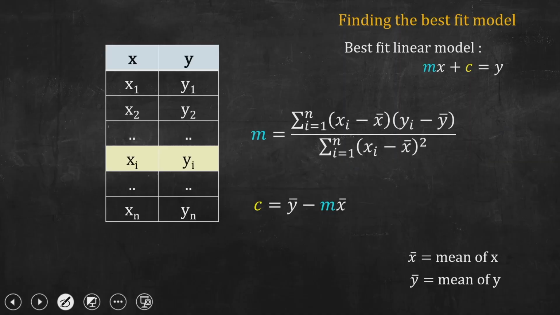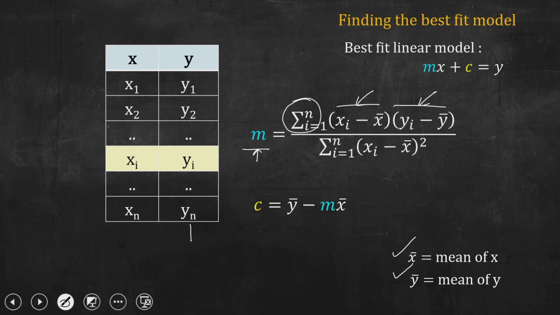So, for my linear model y equal to mx plus c, m turns out to have the relation that it will be equal to the summation of (xi minus x bar) into (yi minus y bar), over all the n data points. What is x bar and y bar? X bar is the mean of x, y bar is the mean of y.